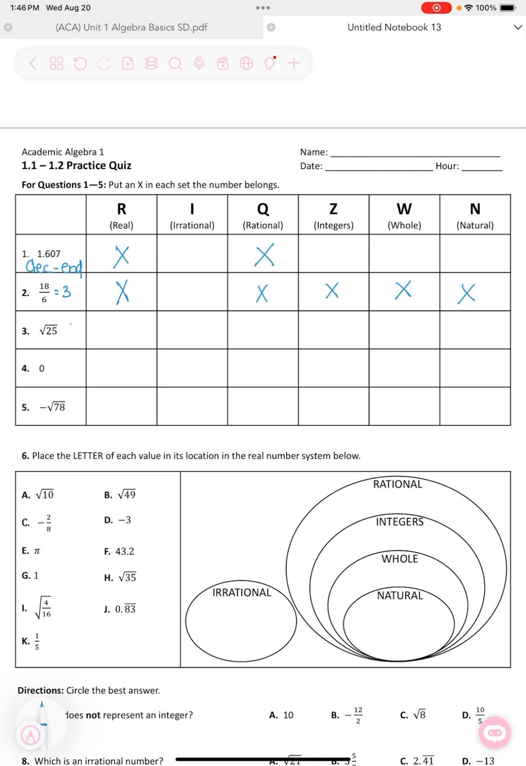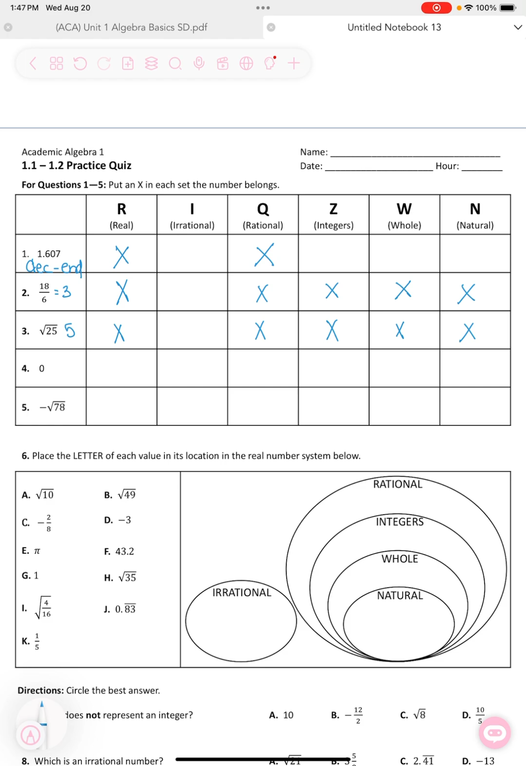The square root of 25 is a nice number. It's 5. 5 is a real number. It is also a rational number. It is an integer because it's one of our counting numbers, a whole number because it's greater than 0, and a natural number because it's greater than 1.